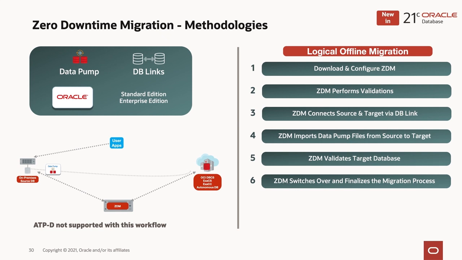Now, the next methodology is the logical offline migration using database links. As you can see, the actual architecture is the same and quite similar to the one we used before for logical offline with a backup location. The main difference is that we don't have a backup location, and the connection between the source and target is straight and is done with the use of database links.